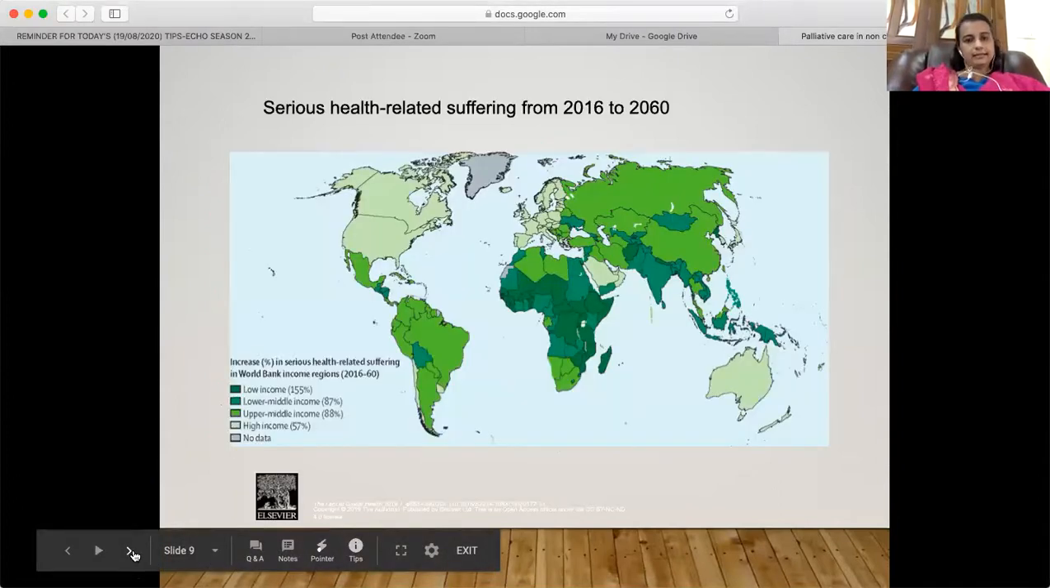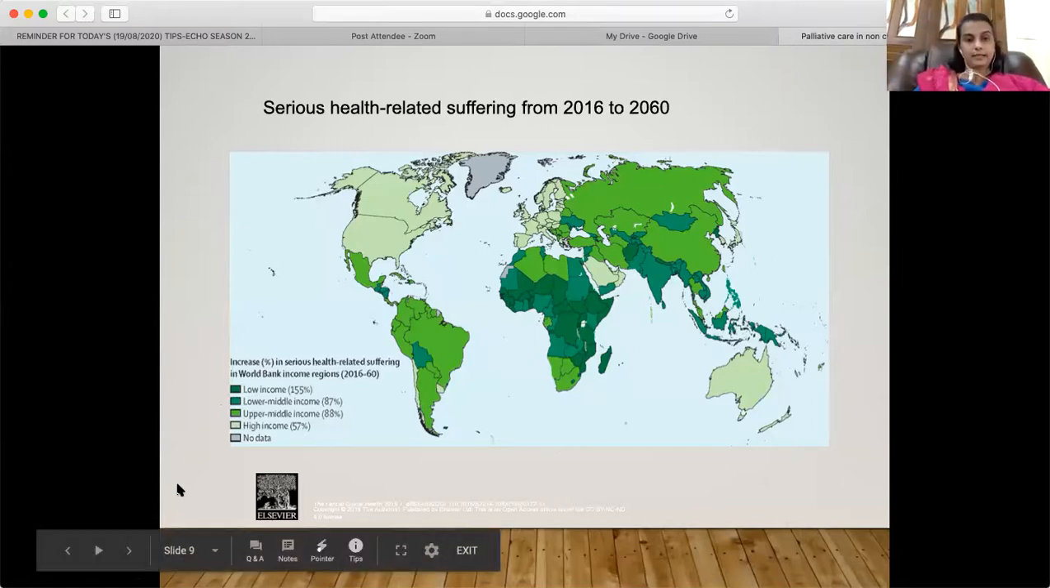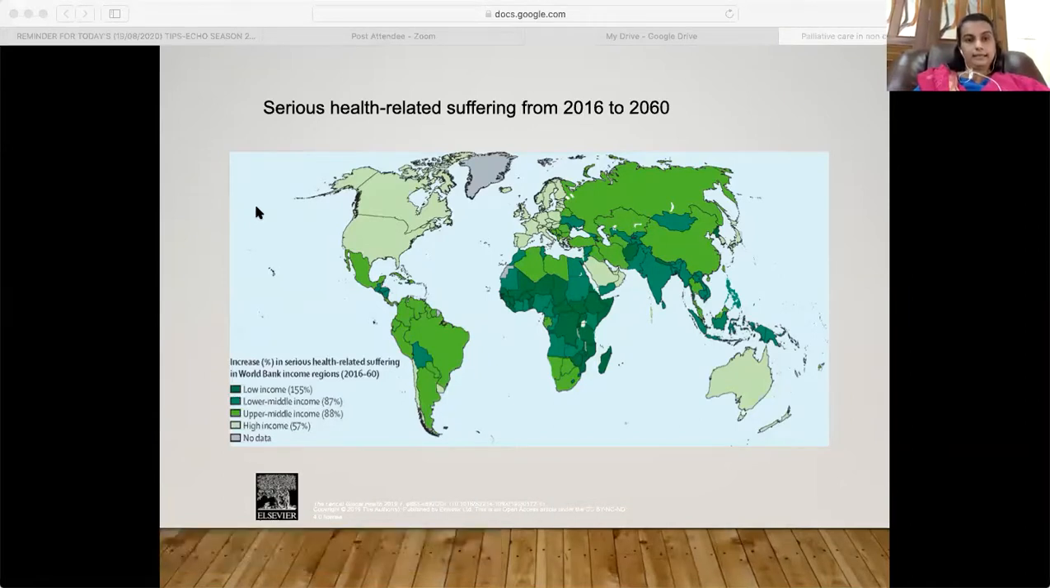Now this map is divided according to income. It's World Bank income countries, and you can see that the dark green and the slightly lighter one indicate how serious health-related suffering is going to change from 2016 to 2060. What they say is that this is more relevant for low income and low middle income countries. You can see India, which is darkly shaded, and they've predicted an increase in the suffering of about 155% for the low income countries and up to 87% for the low middle income countries.